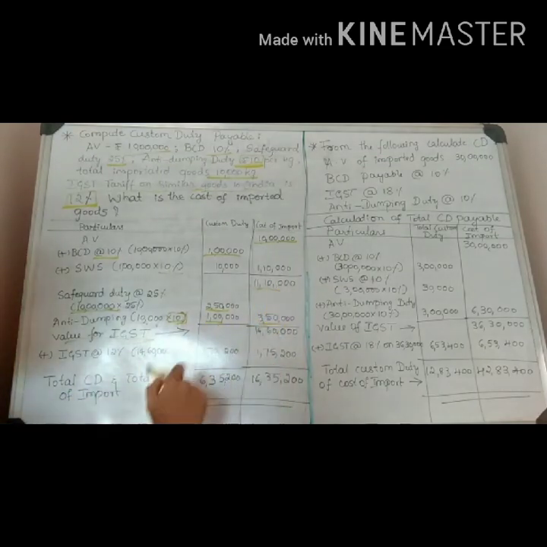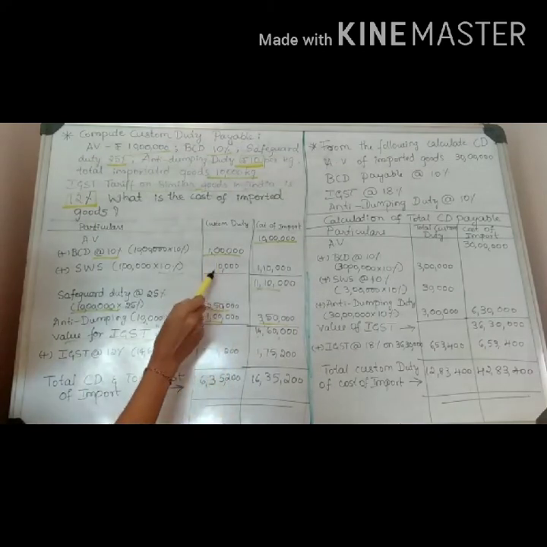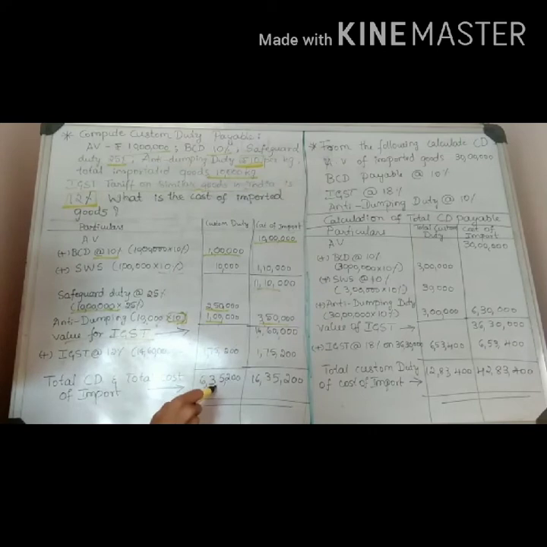Total customs duty: 1 lakh plus 10,000 plus 2,50,000 plus 1 lakh plus 1,75,200 is rupees 6,35,200. Next, 14,60,000 plus 1,75,200, total 16,35,200. That is the total cost of import.